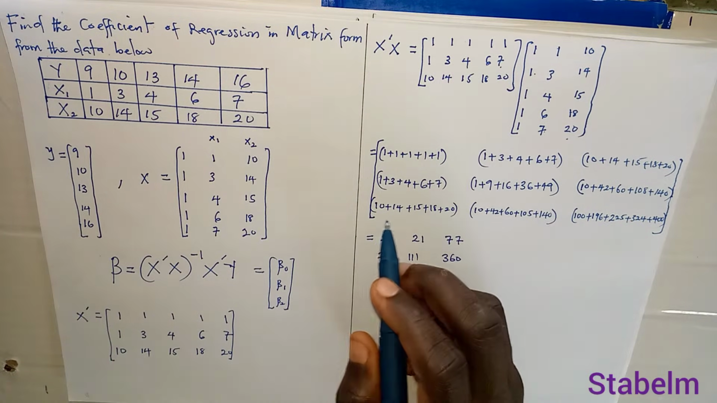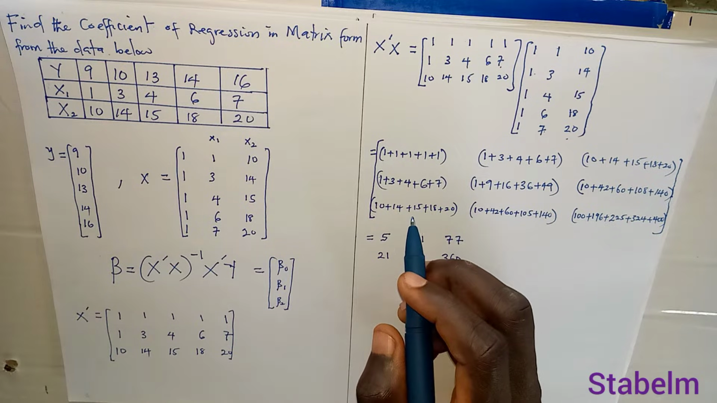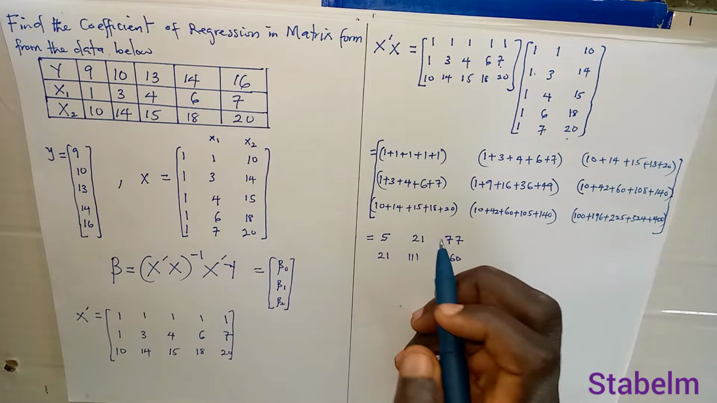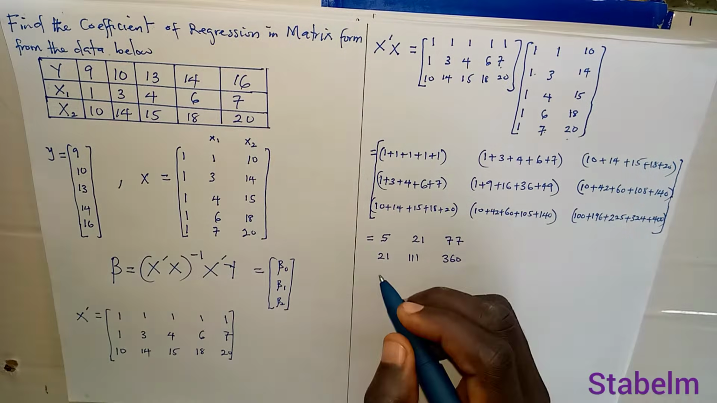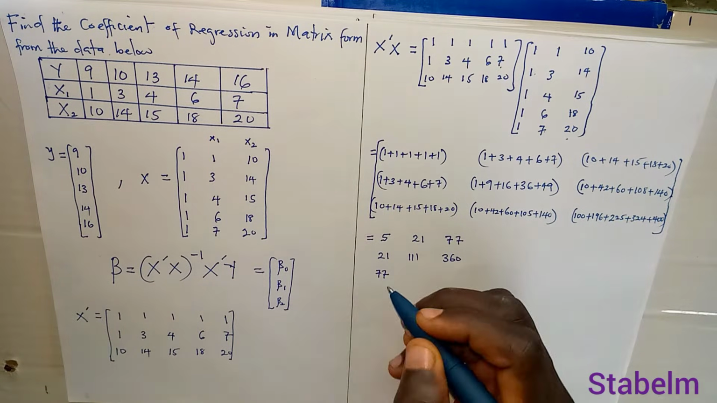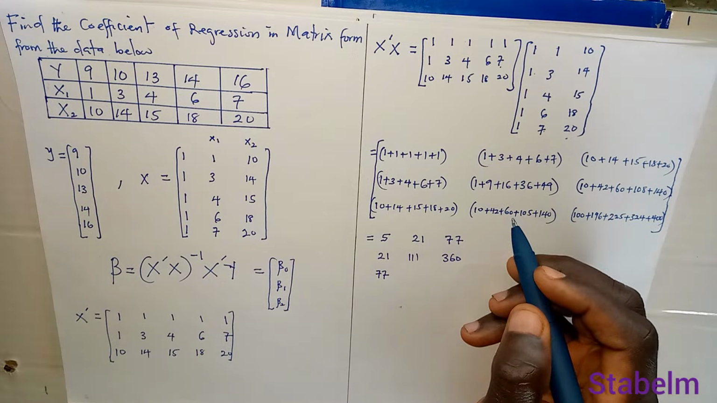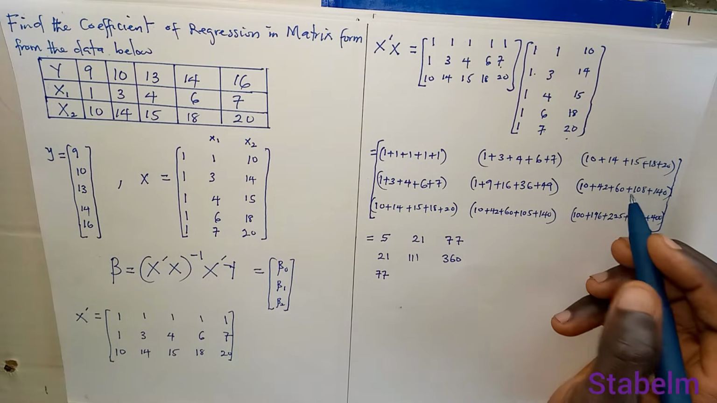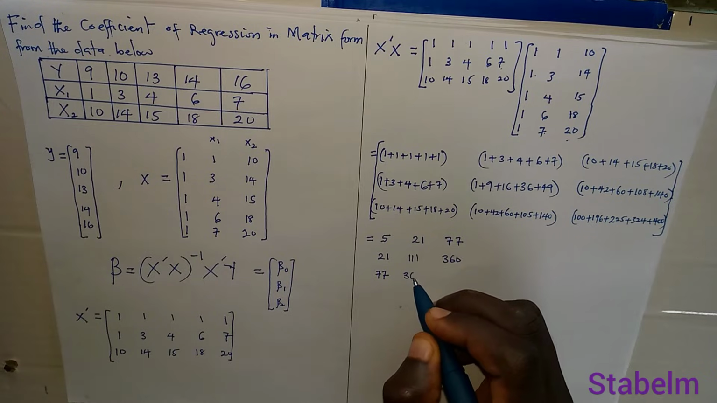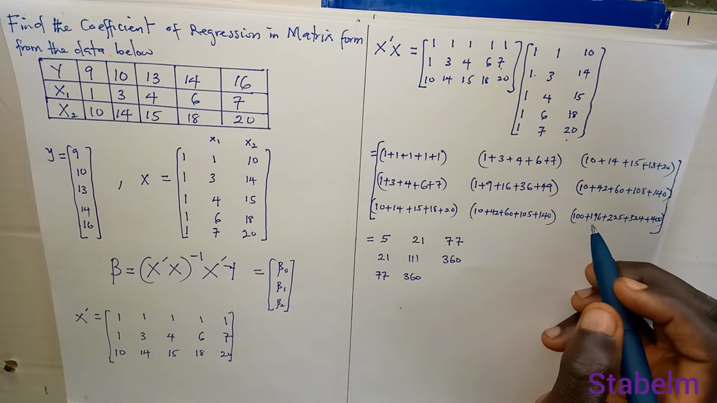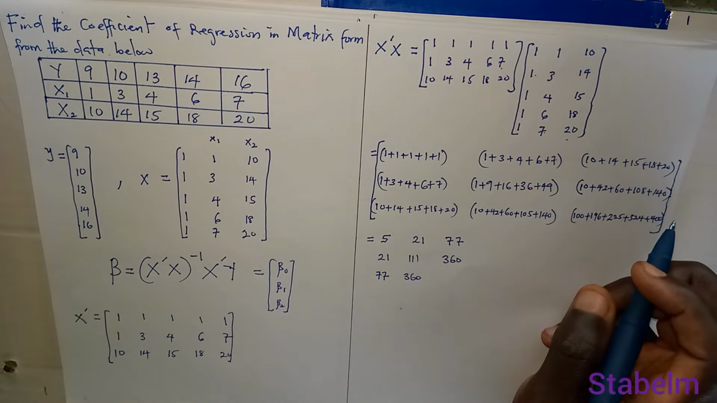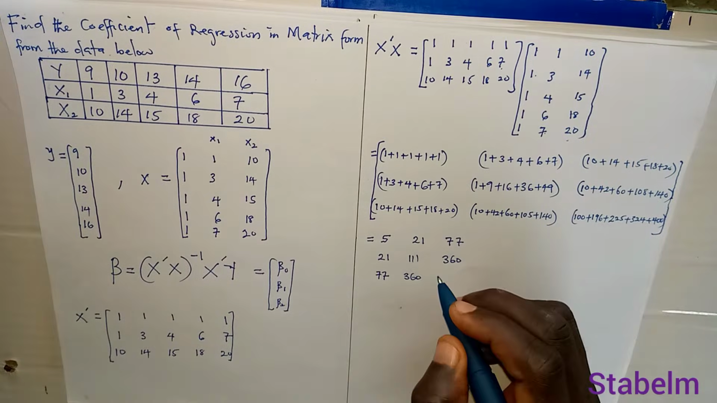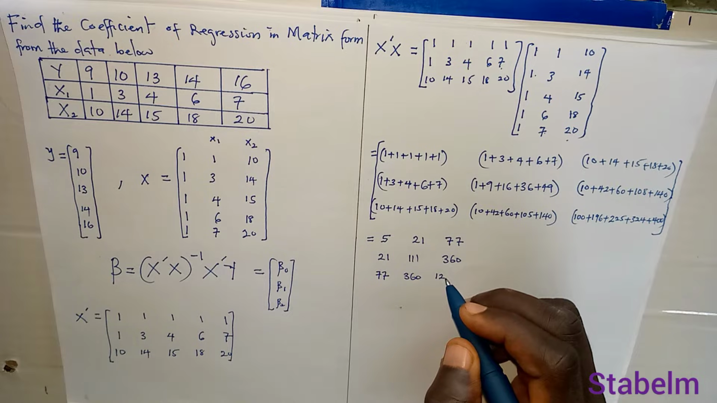Now the last column, 10 plus 14 plus 15 plus 18 plus 20, which is the same as the bracket here, this will give us 77. 10 plus 42 plus 60, which is the same as this box here, and that will give us 360. Now 100 plus 196 plus 225 plus 324 plus 400, with the help of a calculator, we're going to have 1245.